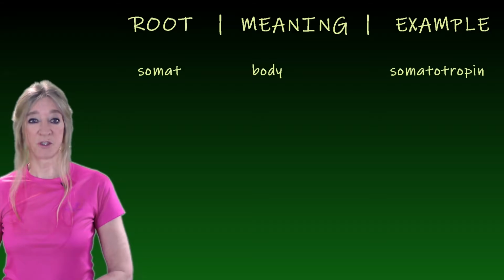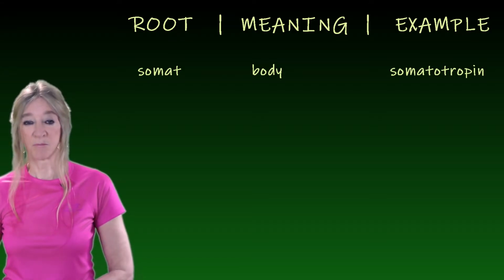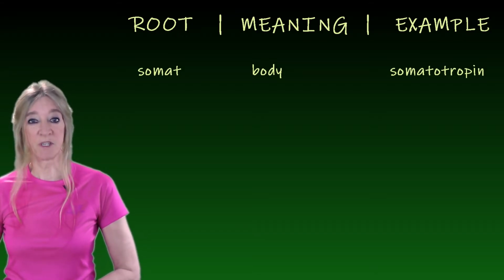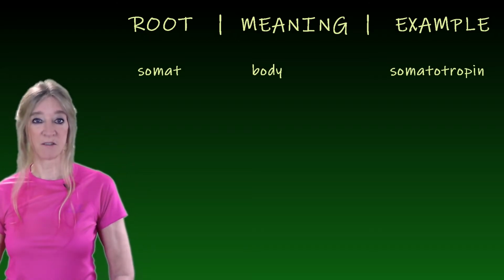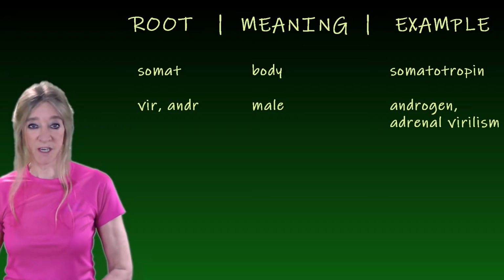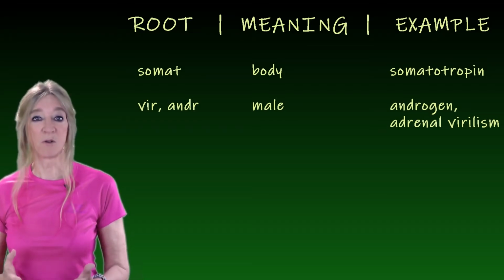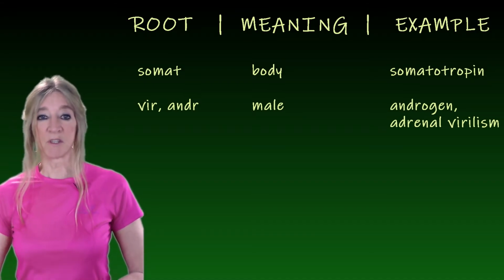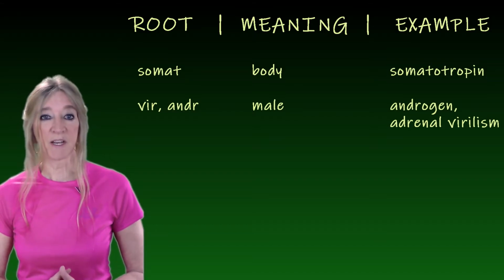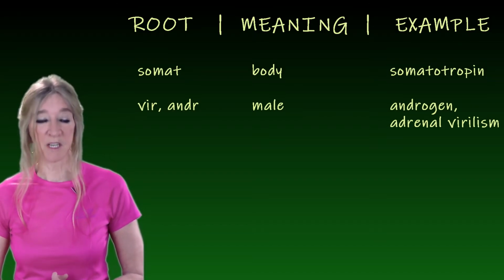The next root, somat, meaning body. An example, somatotropin, which is a hormone that stimulates growth of the body. The next roots, vir and andra, meaning male. Examples, androgen, which is the male hormone. The next example, adrenal virilism, which is a condition of excessive androgen production by the adrenal glands.